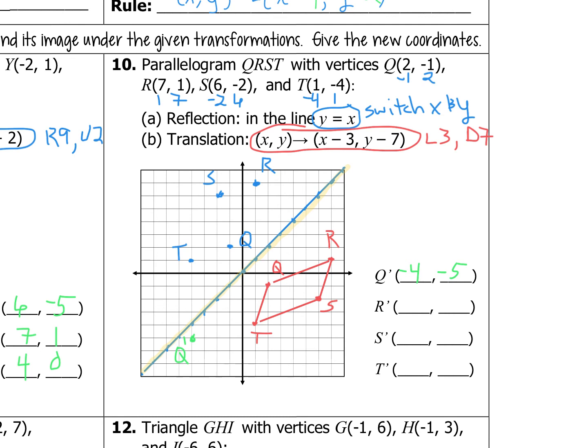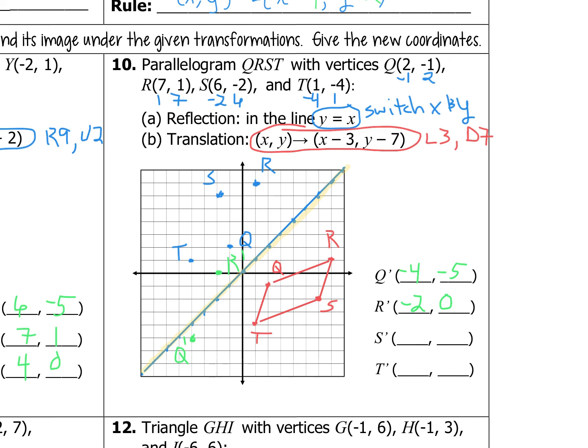Then we're going to move R. So I'm going to go left 3, 1, 2, 3, down 7, 1, 2, 3, 4, 5, 6, 7. So we're right there on the x-axis at -2. So that's my R prime. And then that is -2, 0 for that ordered pair.